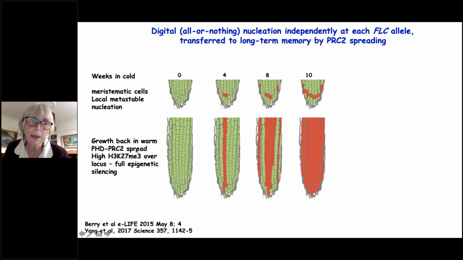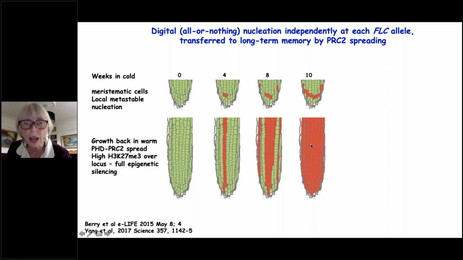When the plants then come back out into the warm and the roots grow, I'm going to show you a real root in a minute, but I'm just explaining the schematic. What then happens is that cells that have switched, all of the daughters remain off. And the nice thing about roots is this anticlinal division means that this column of cells is a developmental lineage from this daughter down here. And so as you can see, as more and more cells nucleate and then they grow out after the transfer to the warm, more and more of the cells have switched FLC off in an epigenetically stable state.